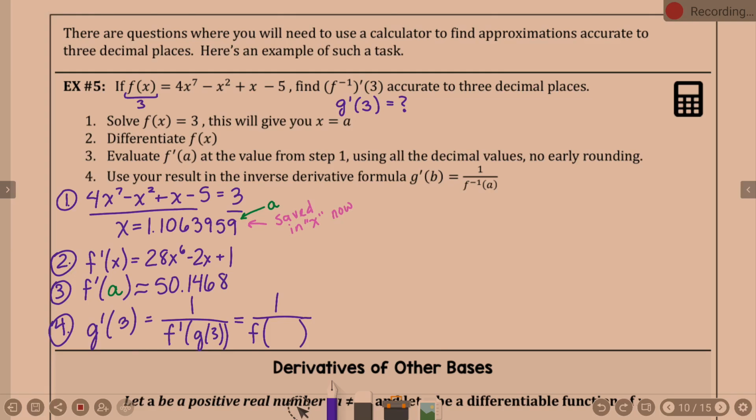So right here, when we found this value here, this is a comma 3, because when does f equal 3? So now that we flipped it, this is what? In f, it's a comma 3. In g, it's going to be 3 comma a. So g of 3 is that a value from earlier, which is that 1.106 yada yada yada.